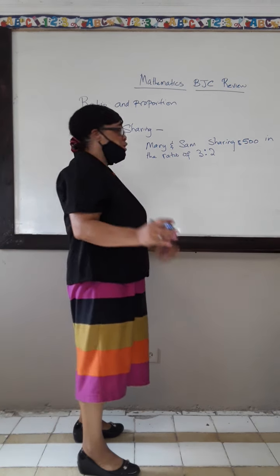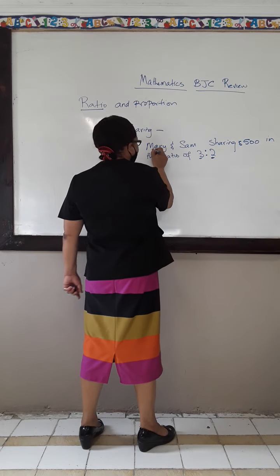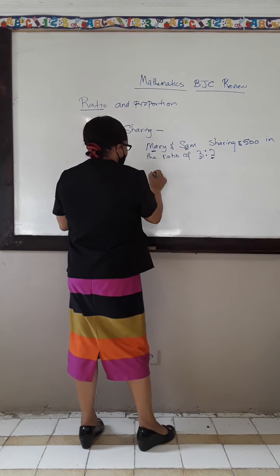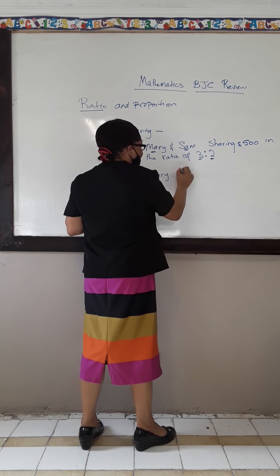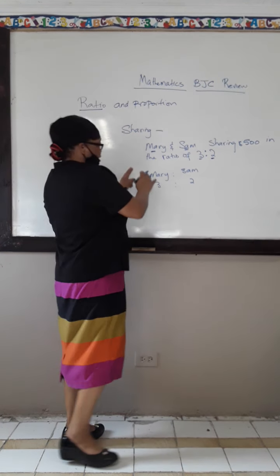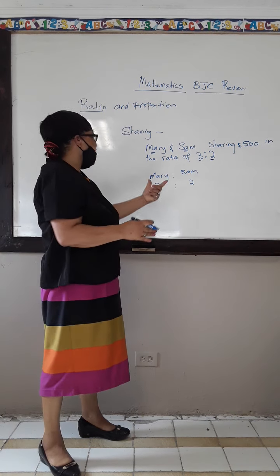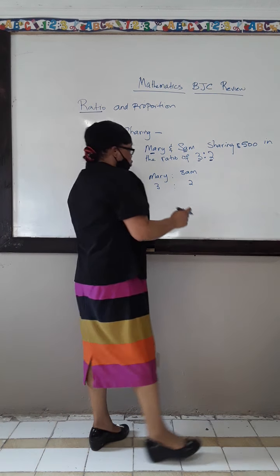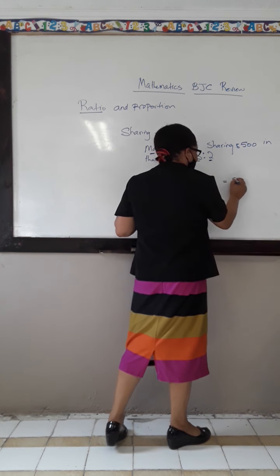Now, what's important in ratio? First of all, just how the ratio is set up is how the names are set up. It's the proportion that each person gets. So here we have Mary, 3, and we have Sam, and Sam's proportion is going to be 2. It's Mary to Sam. It's 3 to 2. I'm sharing this between Mary and Sam in the ratio of 3 to 2. Then my next step is, how much am I sharing? I'm sharing $500.